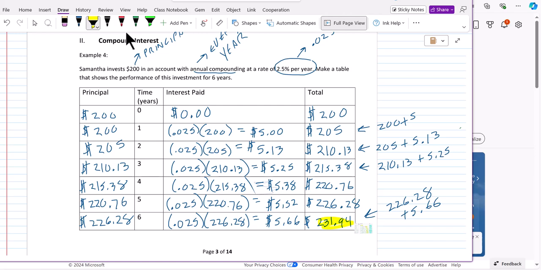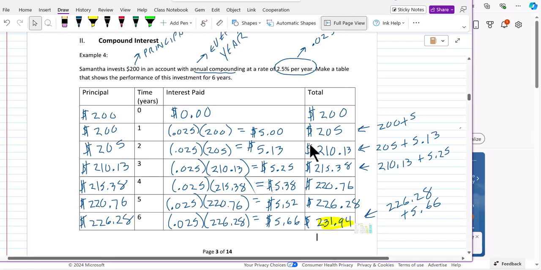So if we had an Excel spreadsheet and we did this for like 50 years, you'd probably be surprised by how that amount would grow. It would start picking up pace quite a bit. Okay, does anybody have a question about how that works out then? Okay, that's all the table is.